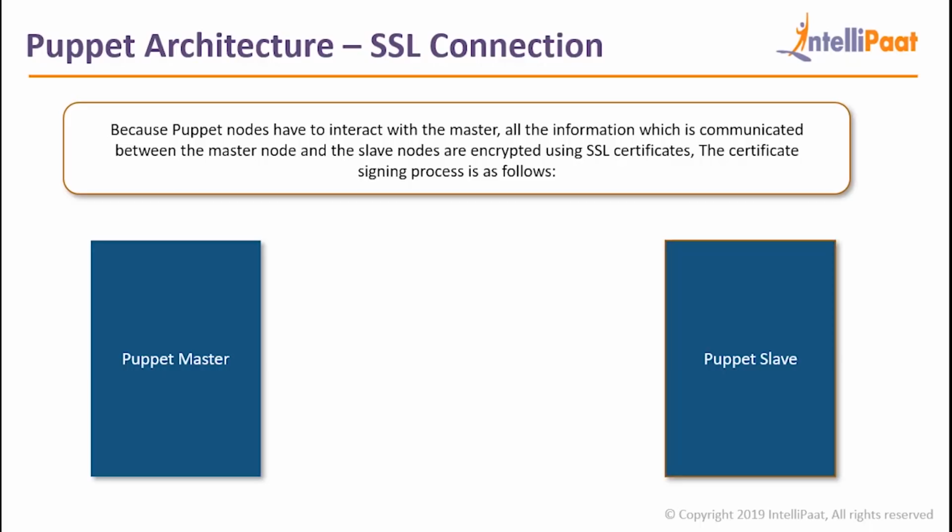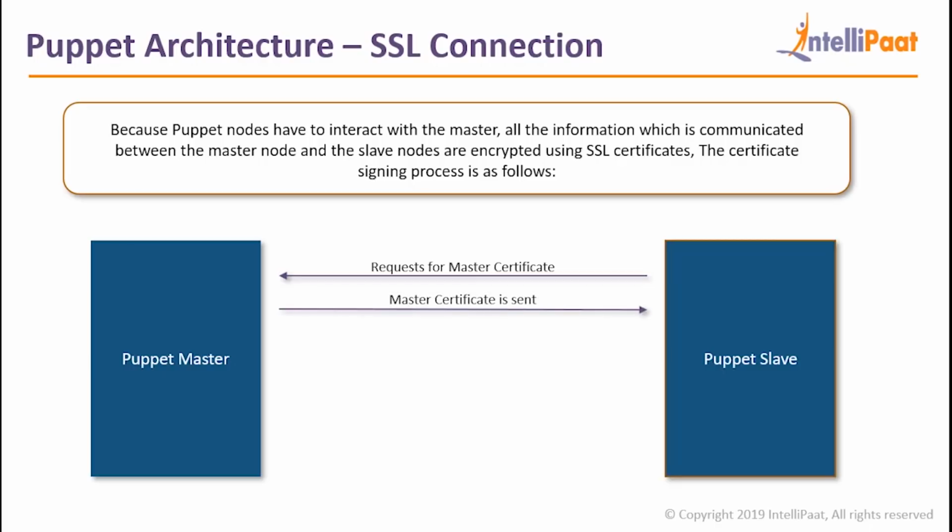Now for an SSL connection, we need certificates, right? So the first thing which happens is, because Puppet is a pull type of tool, the Puppet slave first requests the master certificate from the Puppet master, and in turn the Puppet master sends the certificate back to the Puppet slave. So this happens instantaneously. Any slave which asks the Puppet master for its certificate, the master sends its certificate to the slave. But this is not where the connection has been established.